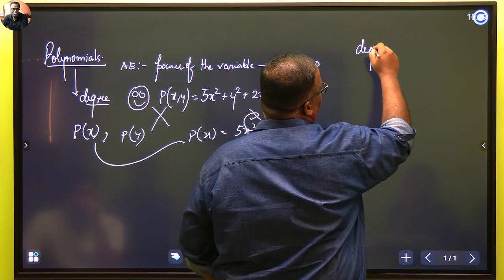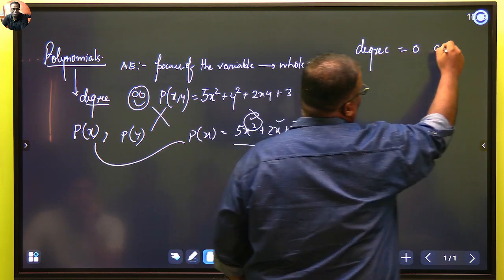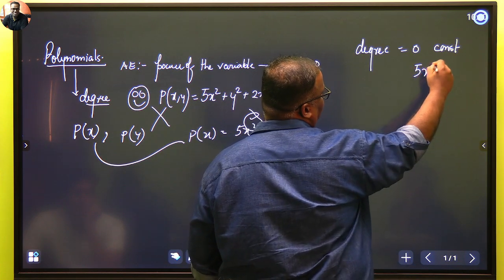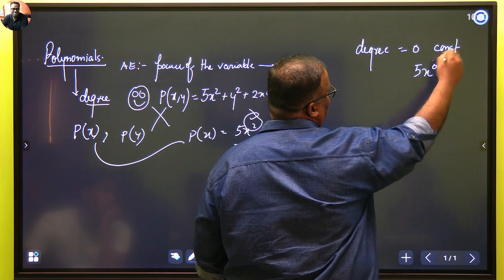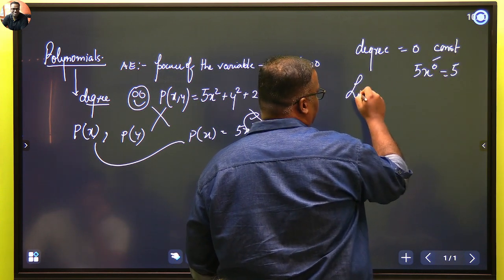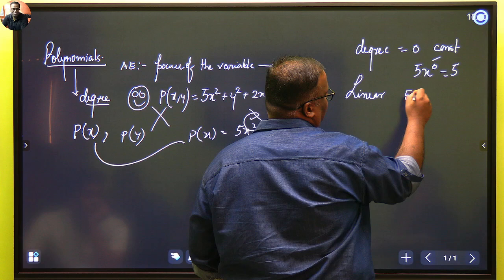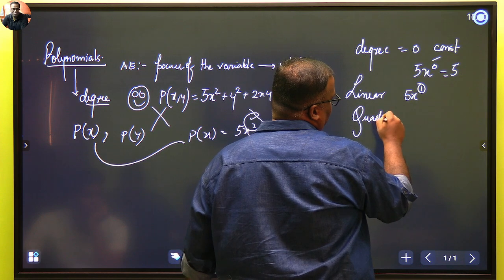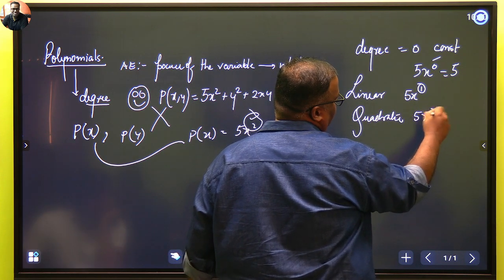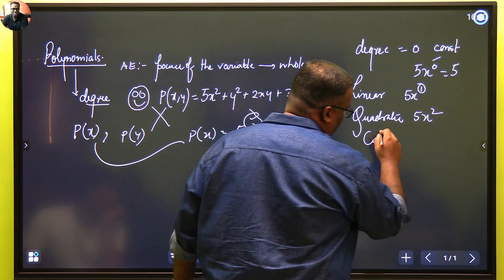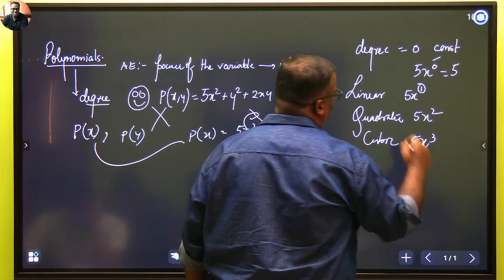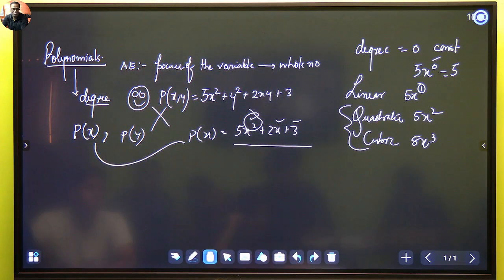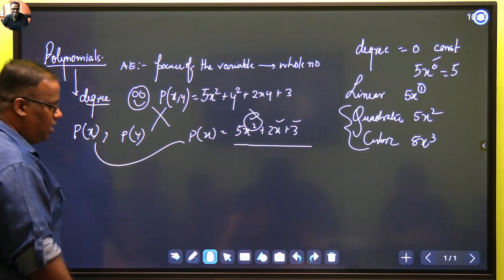If the degree is equal to 0, we call it a constant polynomial. For example 5. You see 5, but I see it as 5x to the power 0, which is also 5. This is a constant polynomial. Then comes linear. Linear means 5x, and the degree will always be 1. Then comes quadratic. Quadratic means 5x squared. And then comes cubic. Cubic means 5x cube. I will not go into too much detail. These two, quadratic and cubic, will be hovering as ghosts for you in class 10. Okay? Moving ahead.